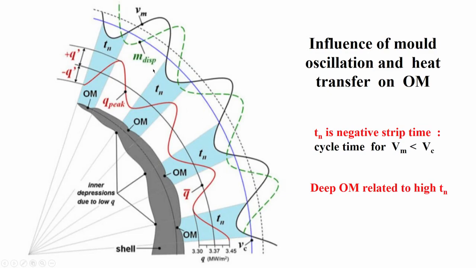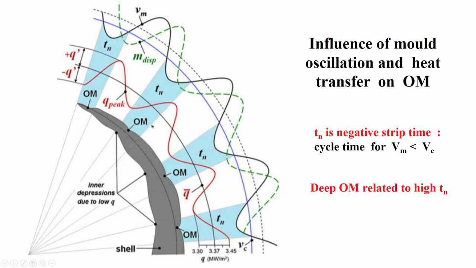So, when V mould is more than the VC, that is the negative strip time zone. So, in this negative strip zone, an oscillation mark is forming, you see, one oscillation mark, another oscillation mark, different cycles, another oscillation mark. And you see the regularity, the gap between the two oscillation marks, you can find out, that is also possible to measure, because each oscillation is creating an oscillation mark.